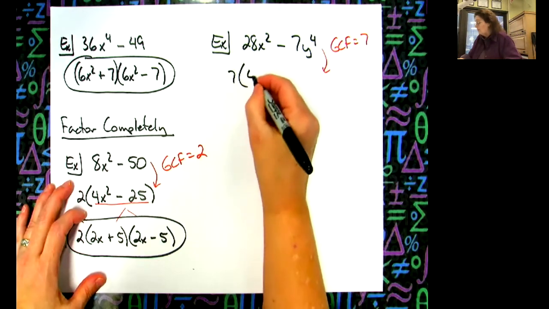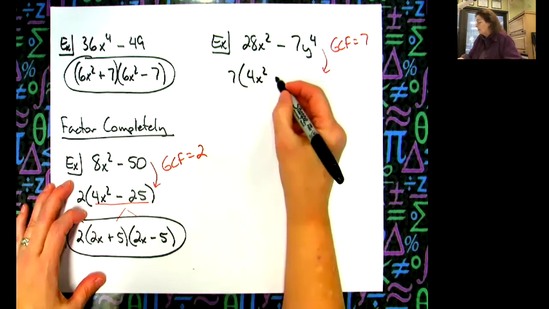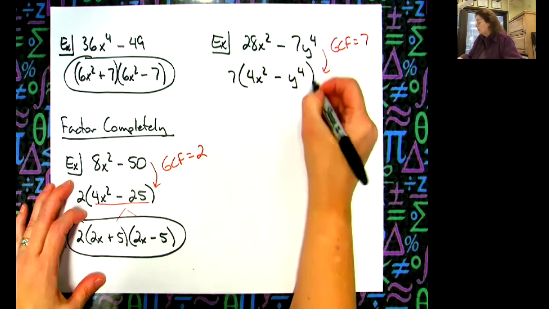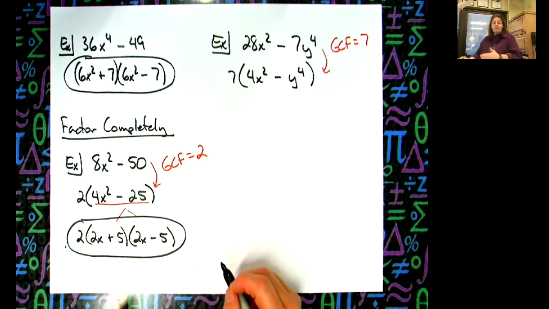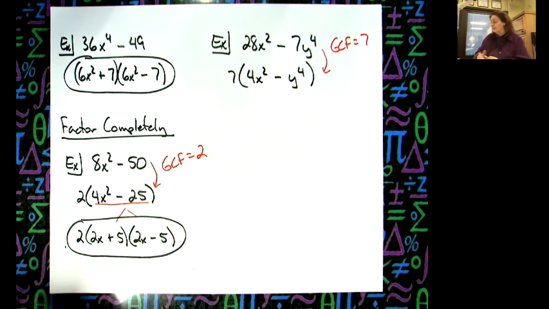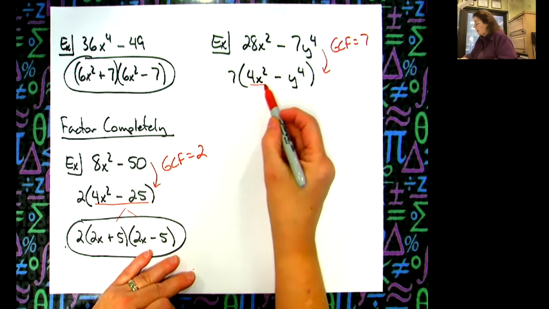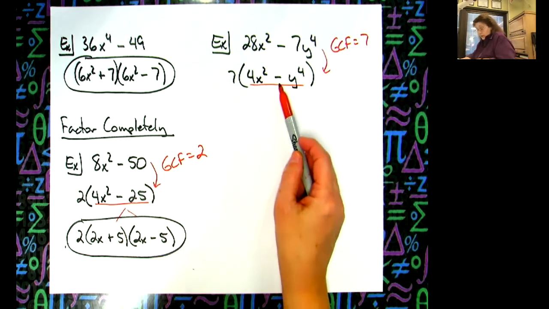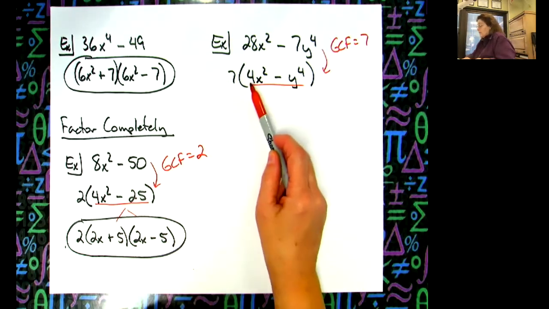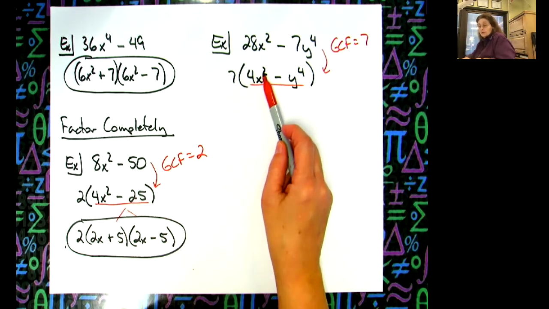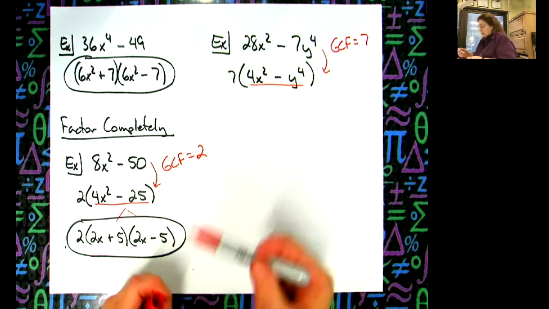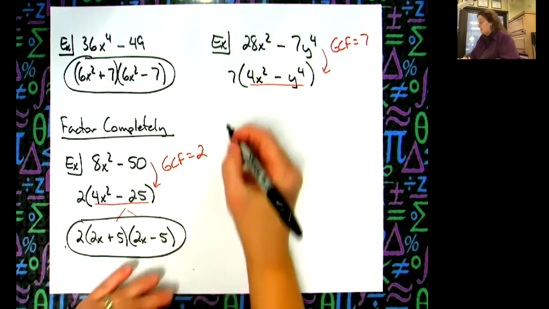Then we're going to have a 4x squared minus 7 comes out. I'm just going to have a y to the 4th right there. So I first take out that greatest common factor, and then I look inside and see what I've got left. I have 2 terms. That's good. I have a minus sign. That's good. 4x squared, yep, that's a perfect square. Y to the 4th, that's a perfect square. So I keep the 7.